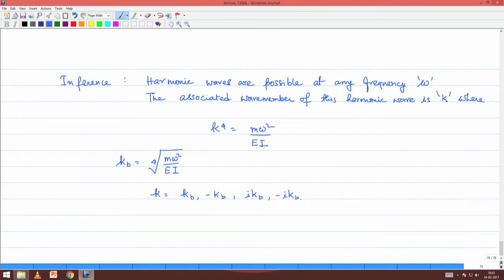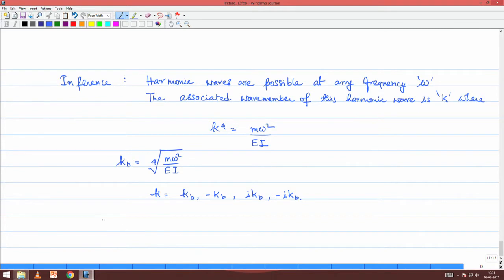So, the 4 roots of k would be in this form, where kb is just the square root taken twice. If kb is denoted by just the positive real 4th root of the equation, then there are 3 other roots, which are minus kb, i kb and minus i kb. So, if we put each of these back into our system, let us try to interpret this solution. Accordingly, what are the waves?